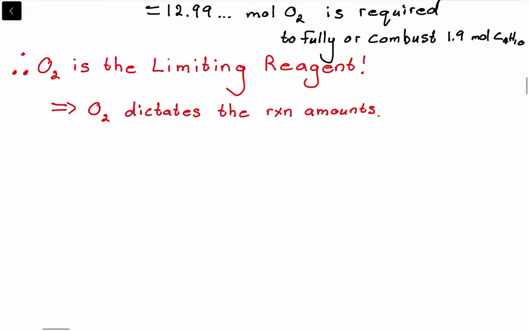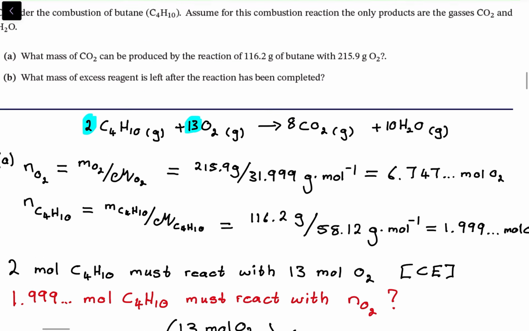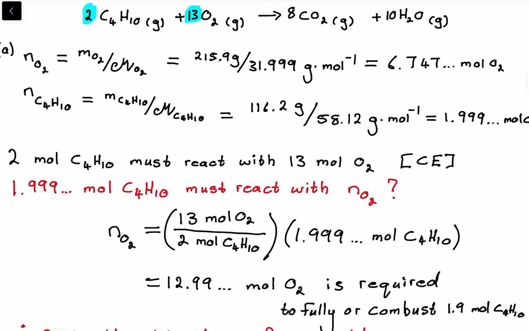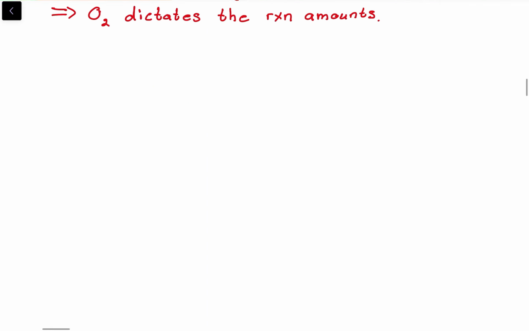Right. So now the question is, what was our question again? What mass of CO2 can be produced? So we know all the O2 will be used up. There will be some butane in excess, but we can determine how much CO2 is going to be produced from the O2. So we know the amount of CO2 is going to be ratioed. So you can do your 13 mole O2 to 8 mole CO2 stoichiometry, and you'll get to this equation.